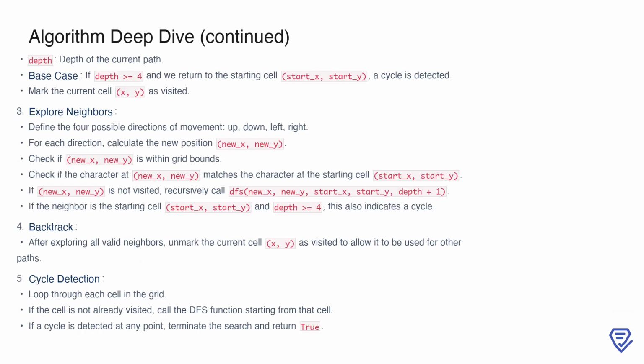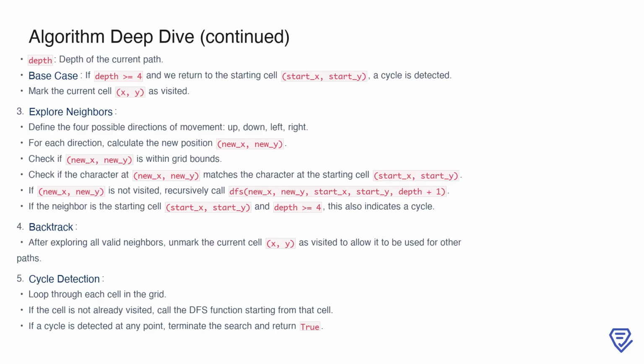Next, we define the DFS function, which is the core of the algorithm. This function takes several parameters: the current cell, x, y, the starting cell, start_x, start_y, and the depth representing how many cells have been visited on the path so far. For the base case, if the depth is at least 4 and we return to the starting cell, we have successfully detected a cycle. Each time we visit a cell, we mark it as visited.